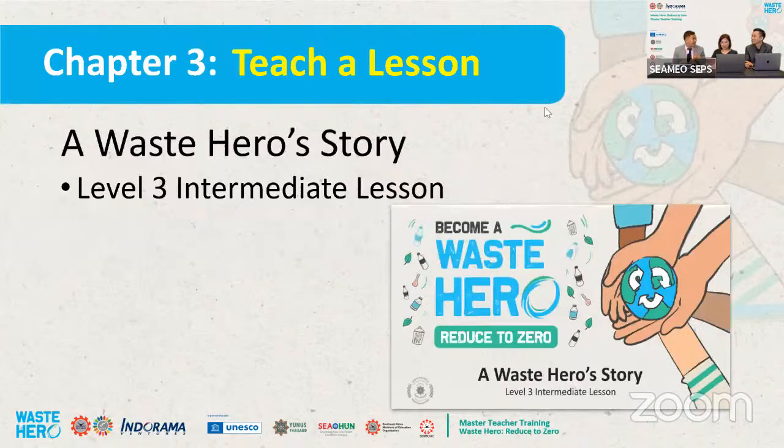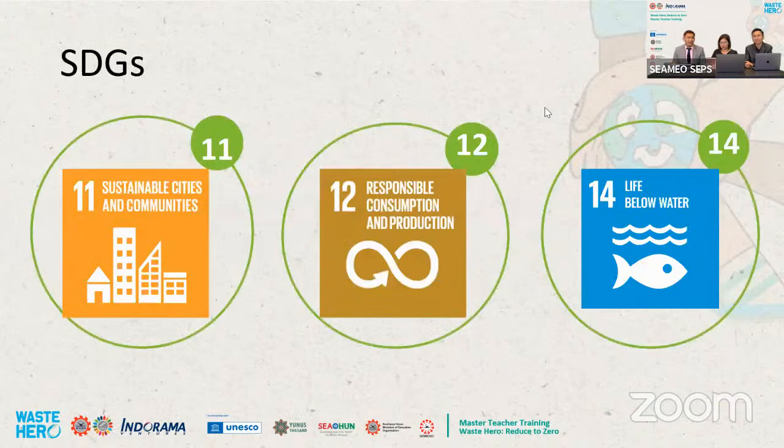Level number 3. Okay, level 3. Intermediate lesson, a Waste Hero story. So this one incorporates the 3 SDG goals. The first one is number 11, sustainable cities and communities. Number 12, responsible consumption and production. And number 14, life below water.